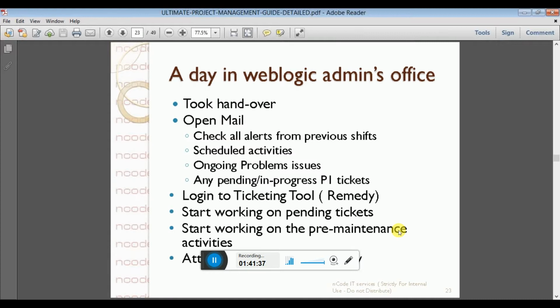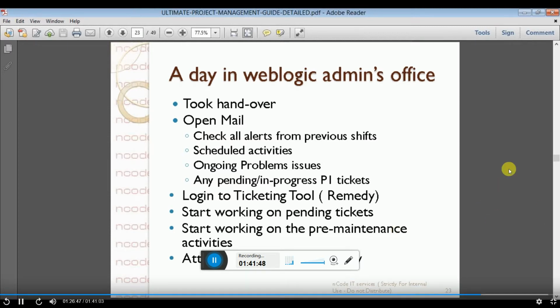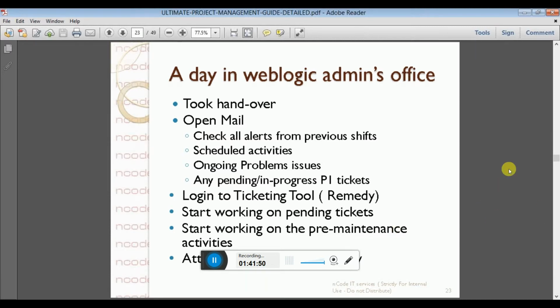The best way to know that is by looking at the alerts and emails. So the moment you go to the office, the first thing you do is go through all the emails. Once you go through the emails, you know what is happening in the environment. Then you log into the ticketing tool to see if there are any ticketing problems.